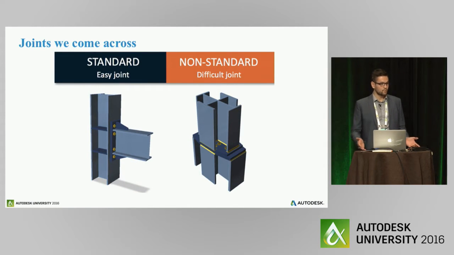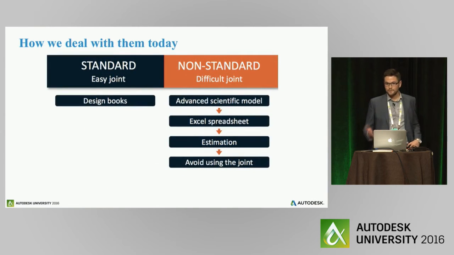And we have two groups of joints. The standard, well described in design guides, and the non-standard, the difficult ones. To deal with standard, we just need to take a look in the design guides, follow the procedures that were well followed before, and get the job done. With the non-standard joints, it's a different story. We have to use advanced scientific models, a lot of Excel spreadsheets, sometimes estimate a little bit, and honestly, sometimes it's just better to avoid it and change the project a little bit so we can use the standard joints anyway.